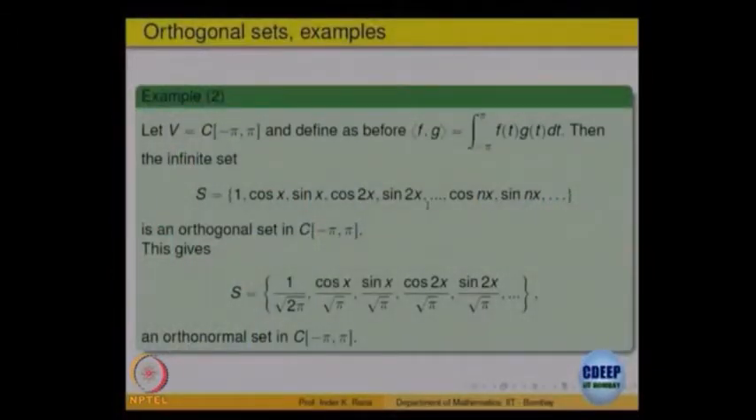So, how to make it orthonormal? By dividing by the norm of each one of them, and the integral of each one of them comes out to be equal to pi. So, this gives you an orthonormal set in C[-pi, pi], just checking, nothing more than that. And this is a very important orthonormal set. If you have already done something in differential equations or partial differential equations, there will come something called Fourier series.